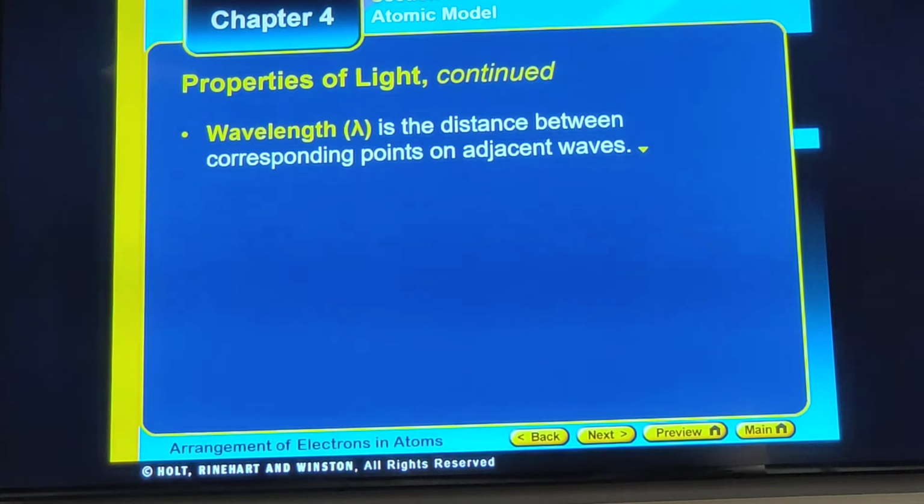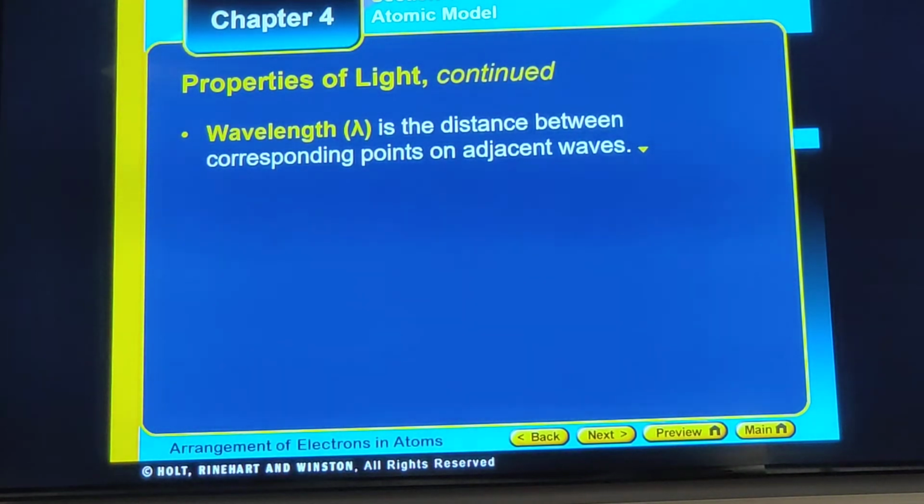Now, all these waves, because they're waves, we have wavelength. And the symbol for wavelength is the Greek letter lambda. The way I write it is I draw a slanted line like that, and then I prop it up. Okay?